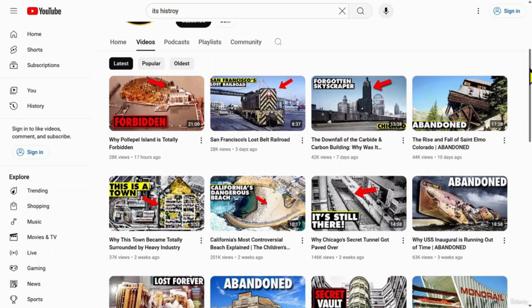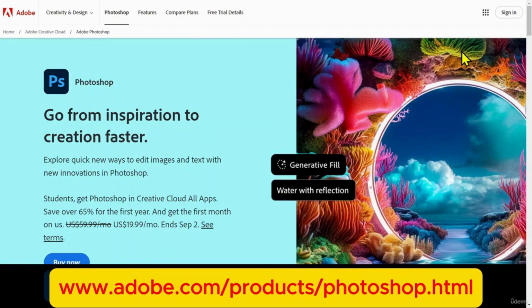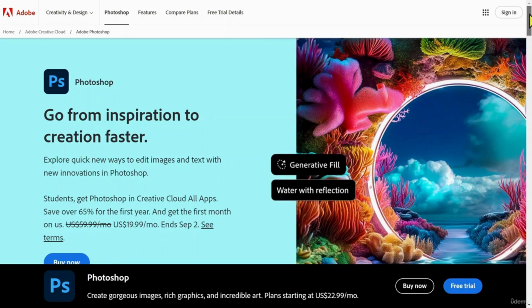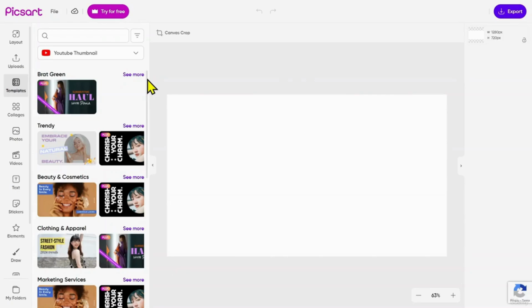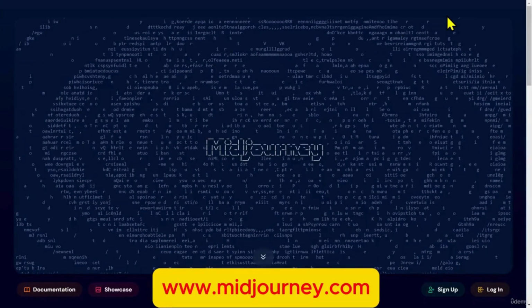There are several ways to make thumbnail pictures. Number 1. Adobe Photoshop. Ideal for creating the most professional and cutting-edge thumbnails. Number 2. Pixart.com. Number 3. Midjourney.com.